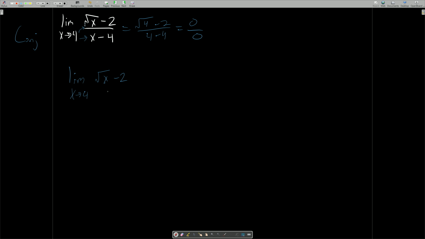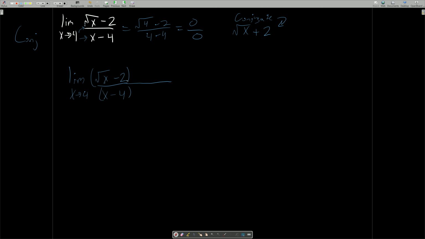And what that means is, if you multiply this square root of x minus 2 by its conjugate, you get something like x minus 4. See how similar these are? The conjugate is when you write the original expression, square root of x minus 2, and you replace the sign in the middle with the opposite sign. Here we have minus, so you're going to replace it with a plus. This is the conjugate.